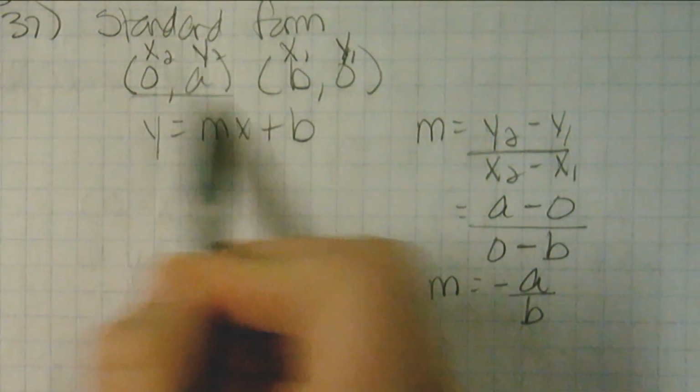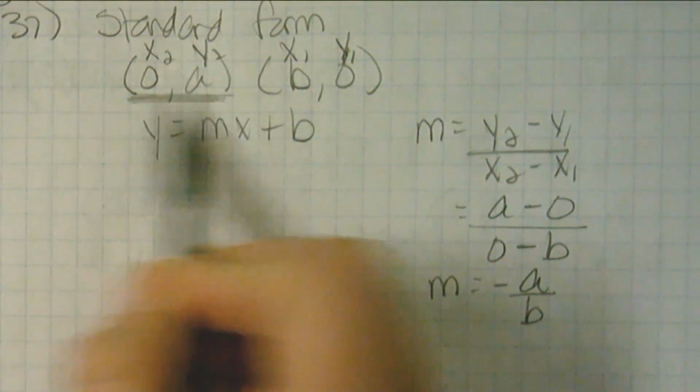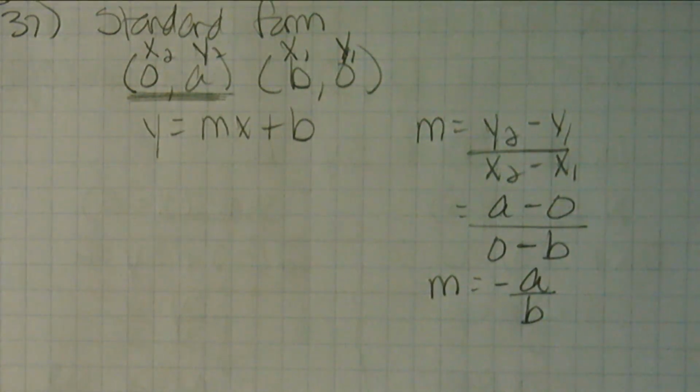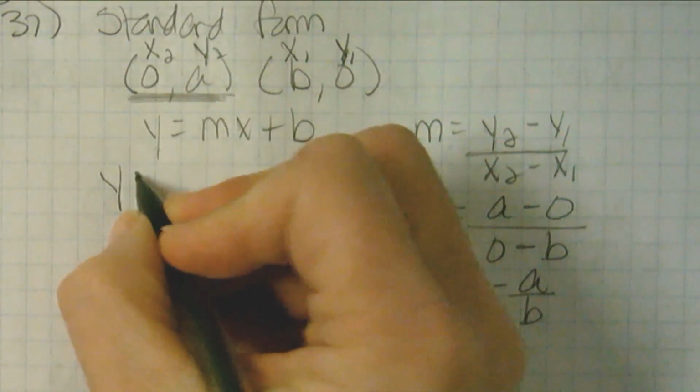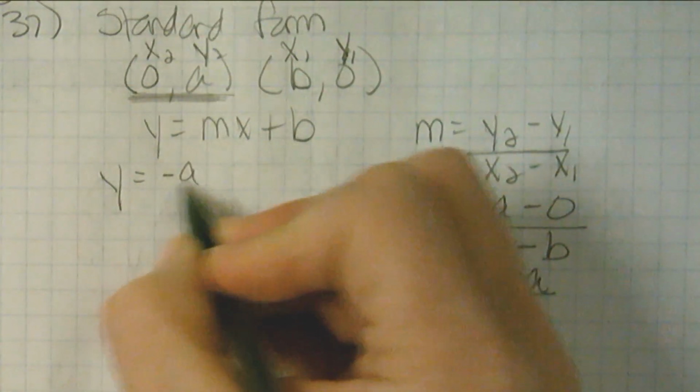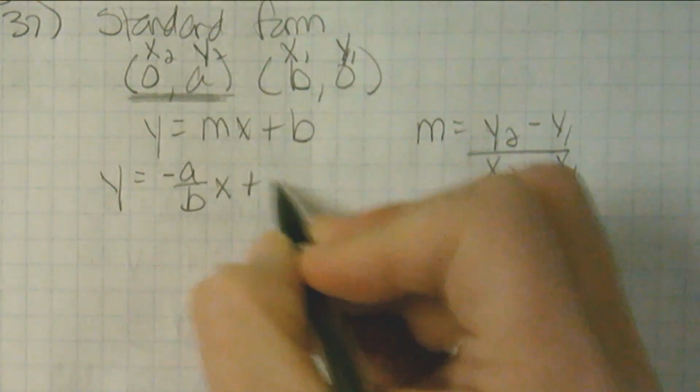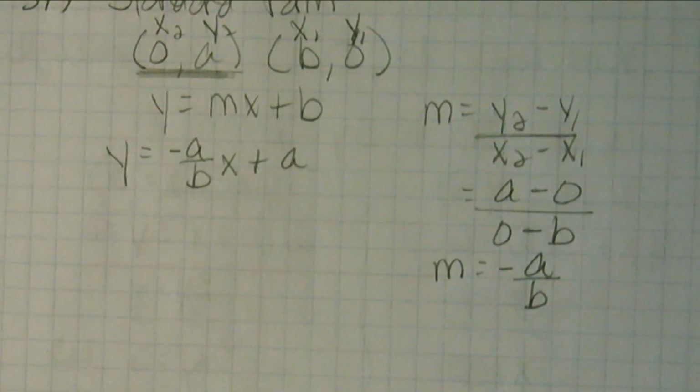Since I have my y-intercept right here, I already have my b value, which weirdly is A. So I'm just going to substitute that in. So I have y equals negative A over B x plus A. Are you cool with that?